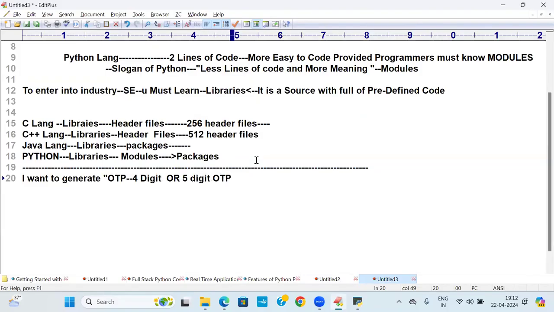When you are withdrawing more than 10,000, say 20,000, from SBI, you are getting an OTP or not? How to generate the OTP and how to send it to your SMS? That is my code.